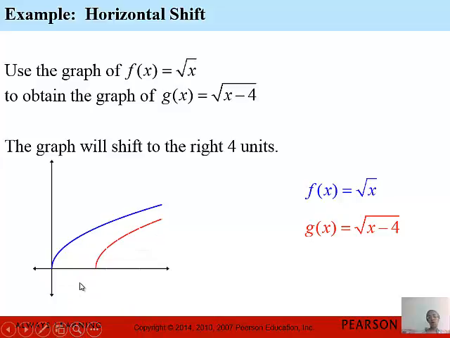So notice for f of x, when x is 0, y is 0. But now when x is 4, y is 0. So you're 4 units shifted. The only change is that it's as if you've picked up this curve, turned it red, and moved it 4 units to the right.